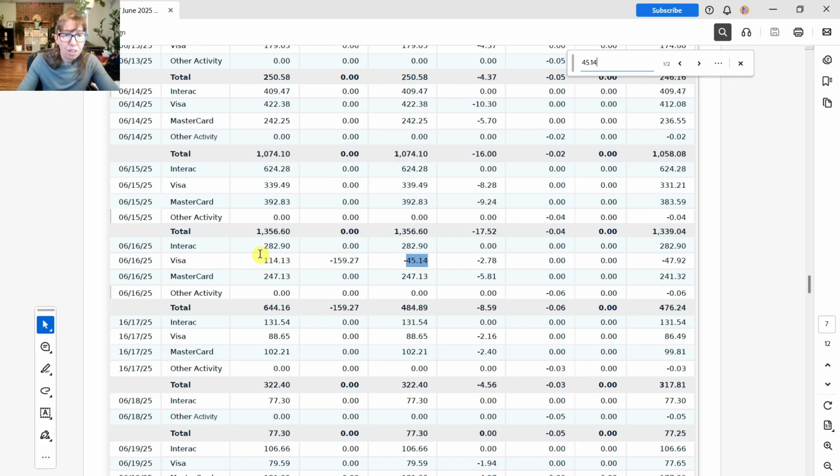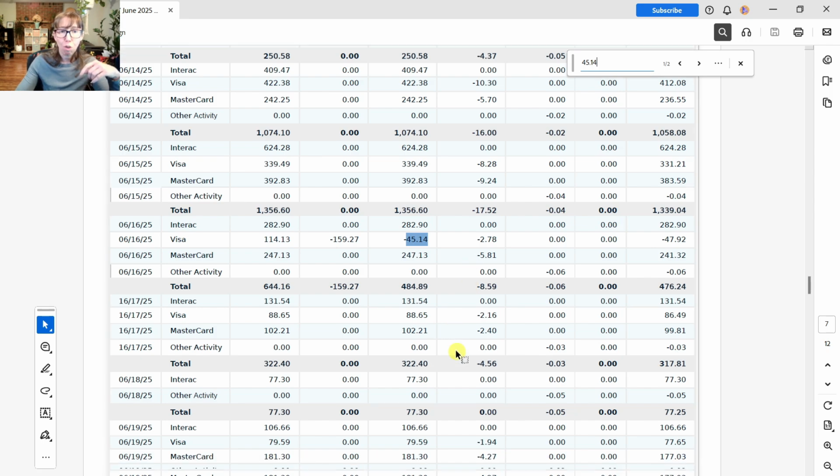You can see the store received $114.13 in payments from Visa. And they also issued a refund of $159.27 in Visa. And so the net of that activity is the negative 45.14.